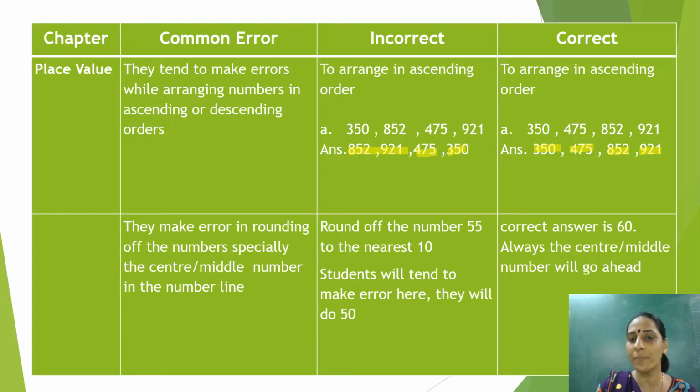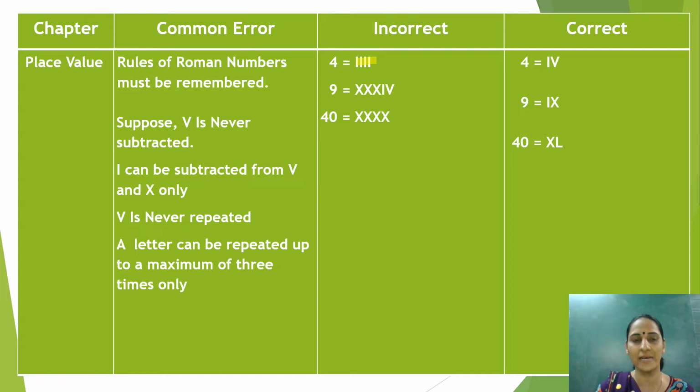So round off the number 55, right? What they are writing as their answer is 50, right? That is the incorrect answer. What is the correct answer? The correct answer is 60. Why? Because on the place of ones, the number is 5, right? So that's why they have to move towards the right side tens, right? So always the center and the middle number will go ahead, right? So this is the correct method.